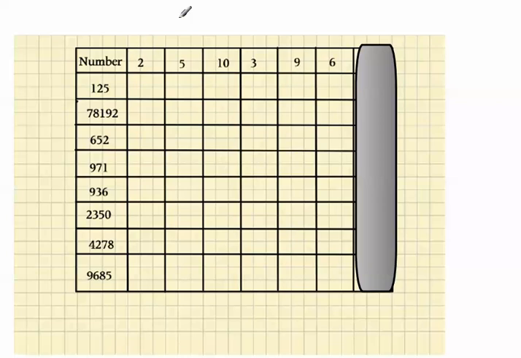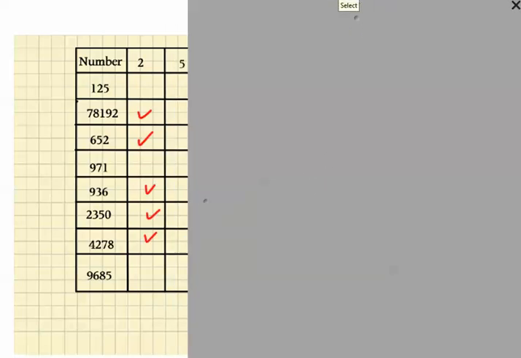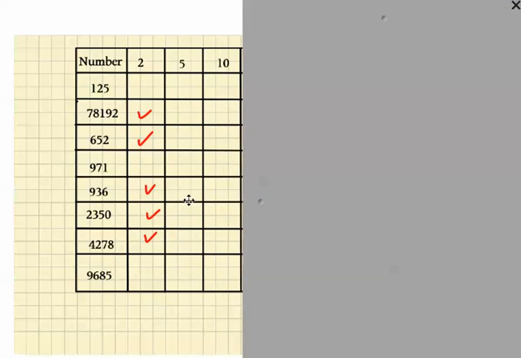First thing I want you to do is just do the 2's. This is how I would do it if it were on my paper. So go through and just do the 2's. So if it's divisible by 2, check it, okay? So pause the video and come back when you finish that column. All right, you check those? All right, now I want you to do 5 and 10. Pause the video and come back when you have those 2 columns finished.